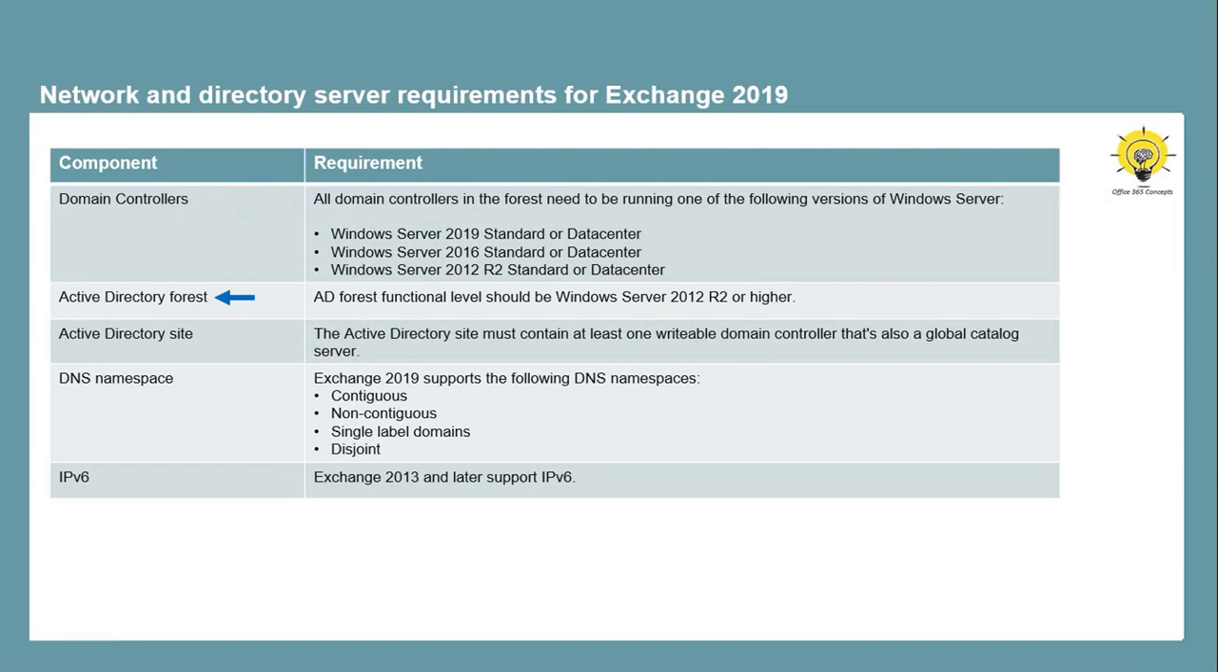The Active Directory site where you are installing the Exchange server must contain at least one writable domain controller that is also a global catalog server. Else, the installation of Exchange server will fail. Moreover, once you have installed Exchange server, you cannot remove the domain controller from the Active Directory site. Else, this will break the functionality of Exchange server, because Exchange Server is completely dependent on Active Directory.